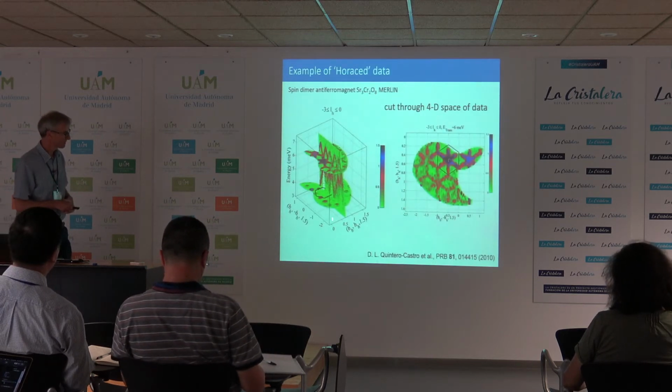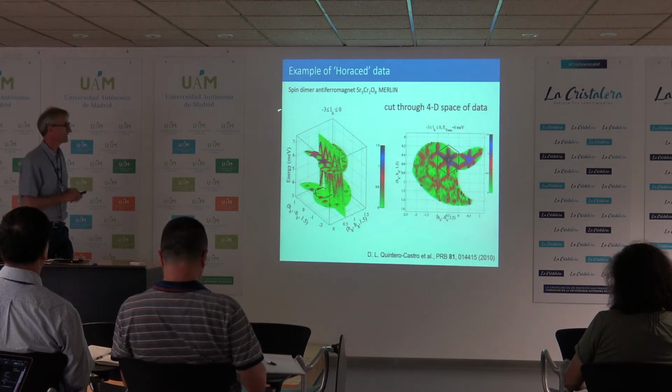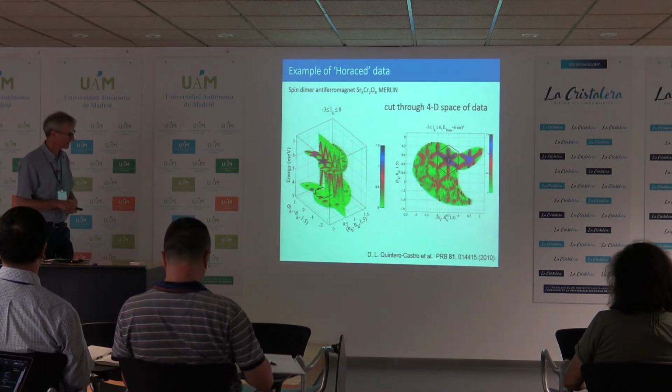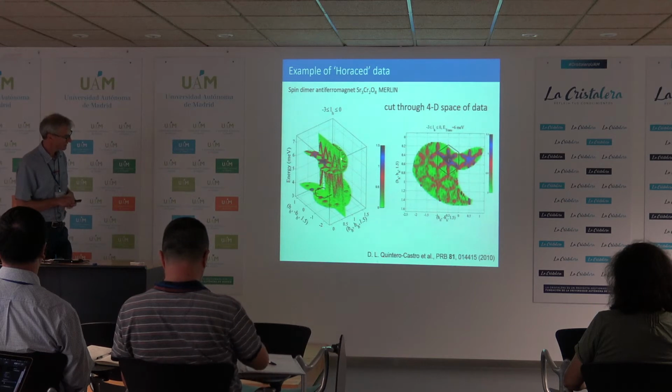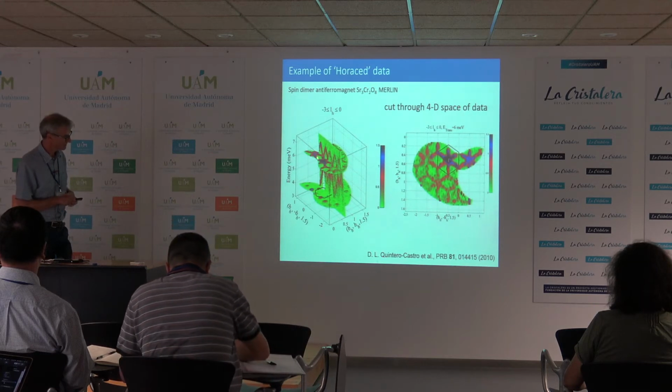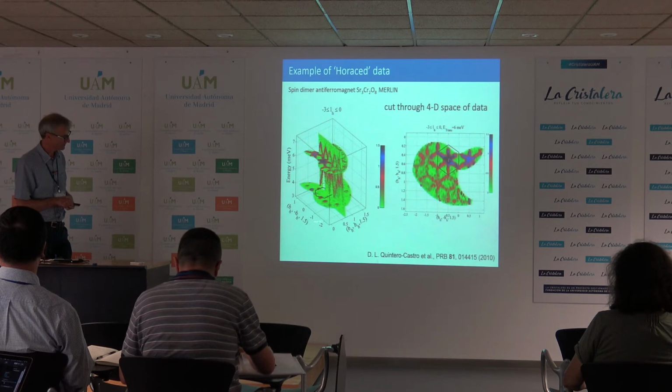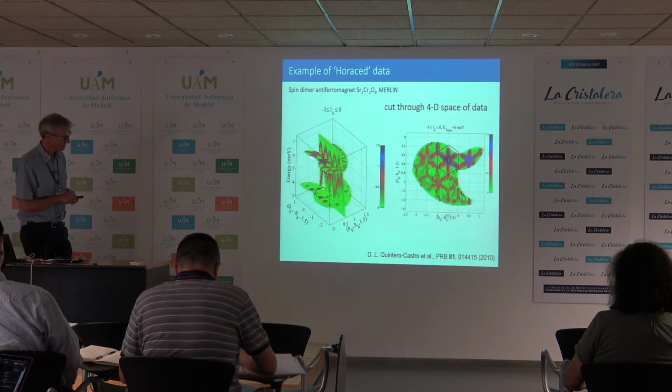So here's an example of some data collected on this spin dimer system by Bella Lake's group, just to show what one can do. You can see here cuts in energy and Q, and some extremely complicated structures that she's able to see using this technique of having lots of detectors and moving the sample around to cut through and measure lots of different excitations.